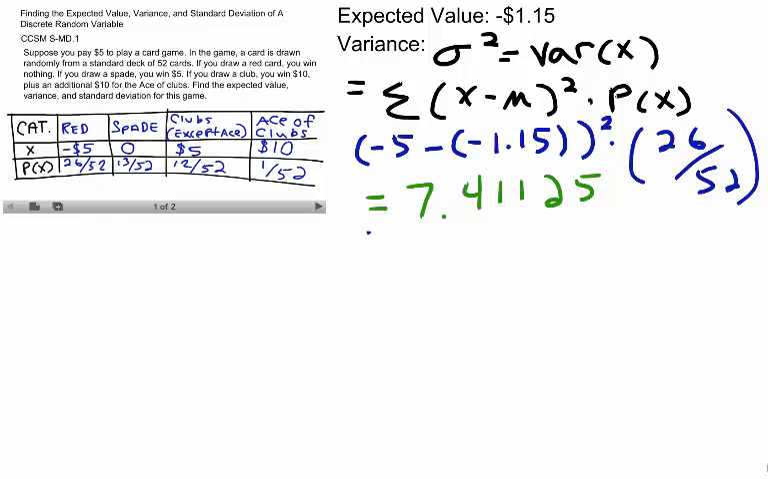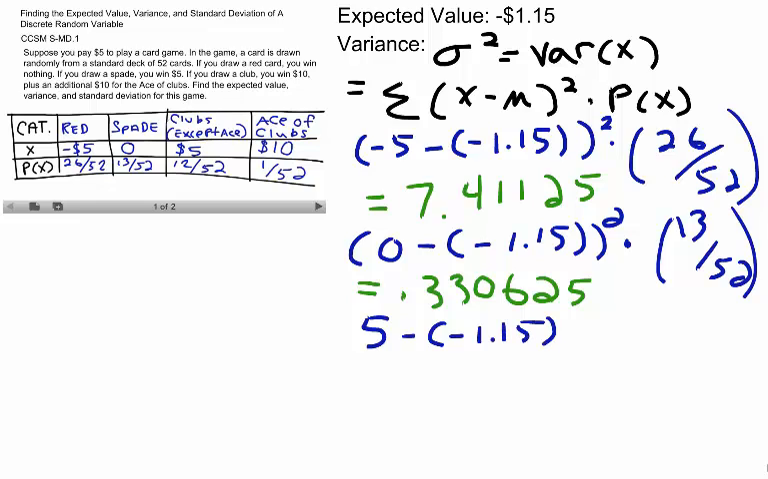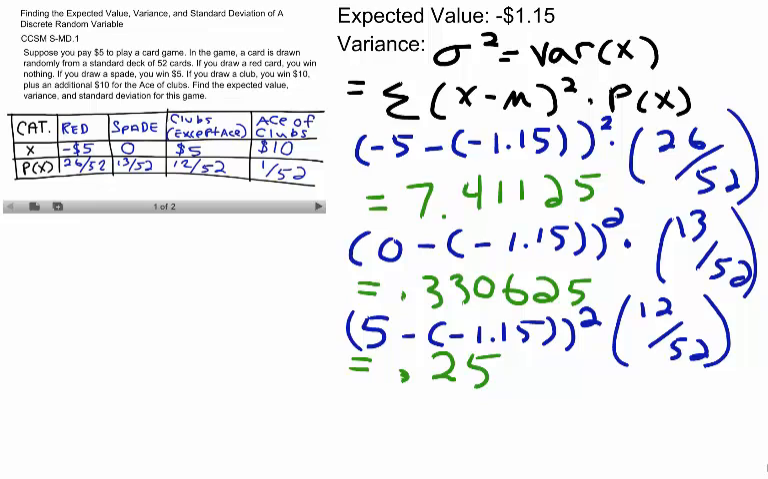For our next random variable 0, we have 0 minus negative 1.15 squared times the corresponding probability, which is 13 over 52. This gives us 0.330625. Our next random variable is 5, so we have 5 minus negative 1.15 squared times the corresponding probability, which is 12 over 52. This gives us a result of 0.25.